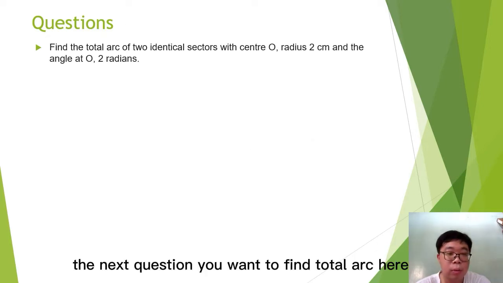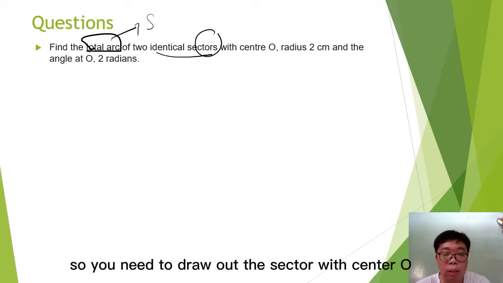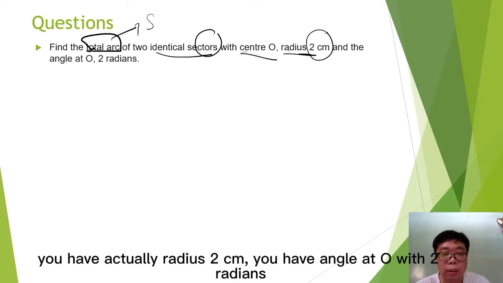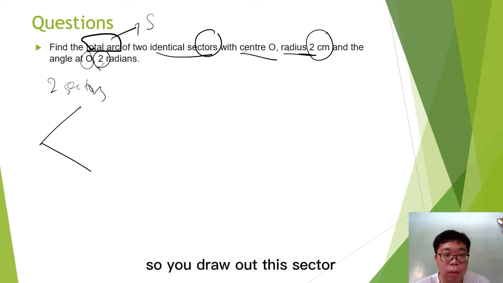The next question, you want to find the total arc here, so this is equal to S. If two identical sectors, you need to draw out the sectors. With center O, you have radius 2 centimeter, and angle at O of 2 radian. So you draw out this sector. So you have two sectors.